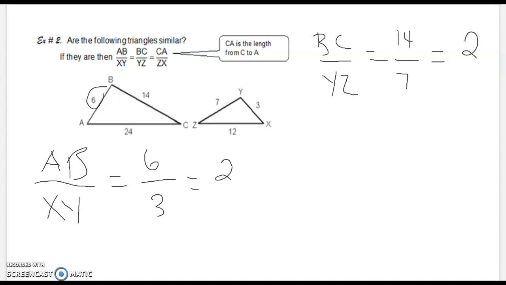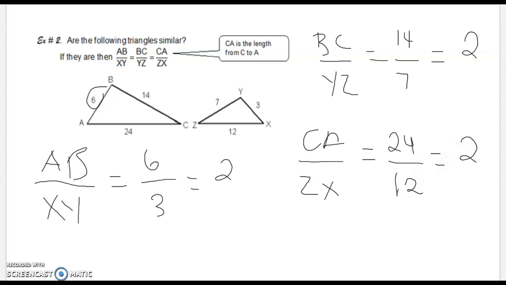The last one, CA over ZX. So I'm just going to rewrite those. CA over ZX equals, and we know that CA is 24 and ZX is 12, and 24 divided by 12 gives you 2.